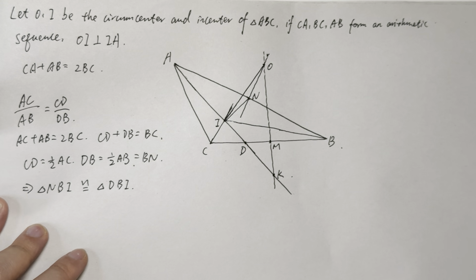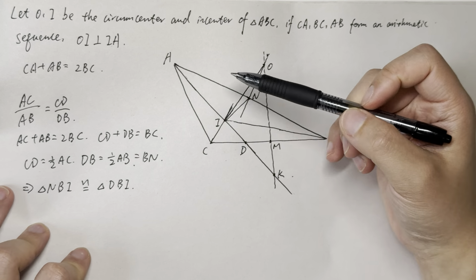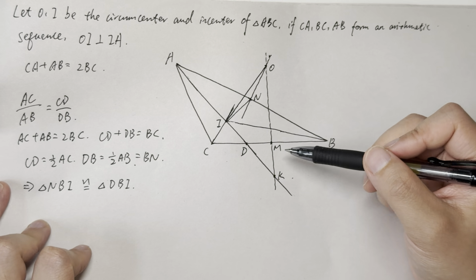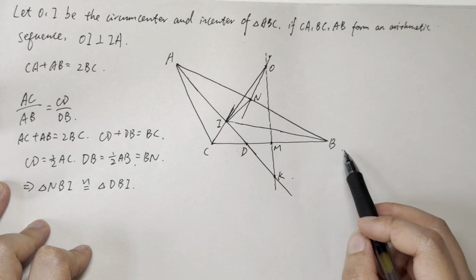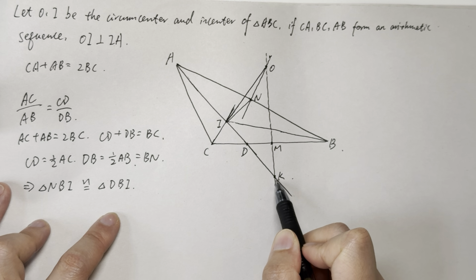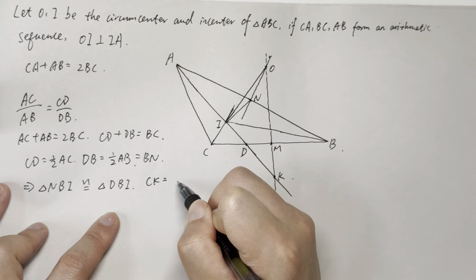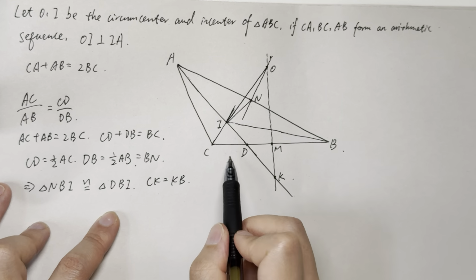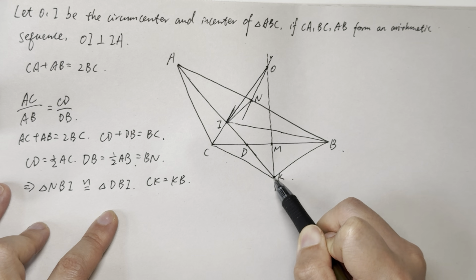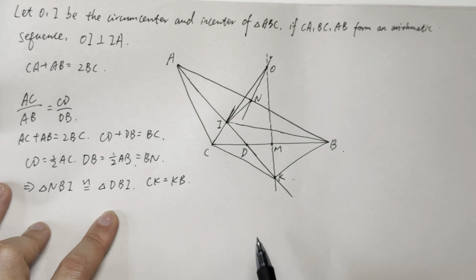And what else can we get here? Think about OM. OM is a perpendicular bisector of edge BC. That means any point on OM should have equal distance to point C and point B, which means for point K, we have CK equals KB. Right, CK equals KB.